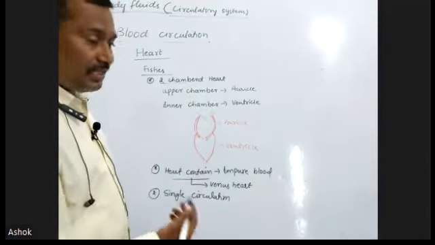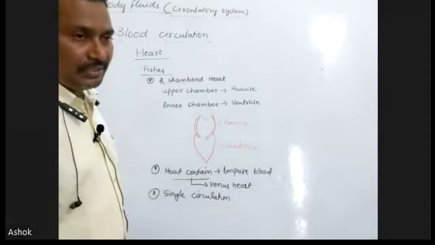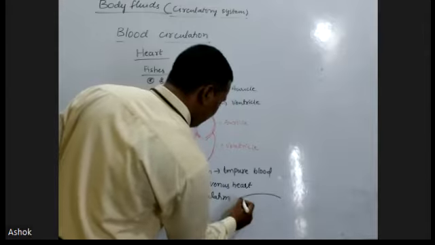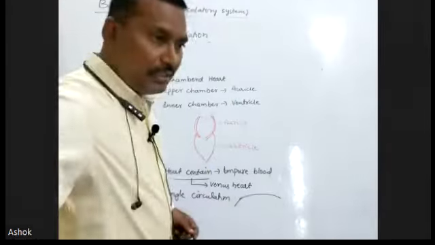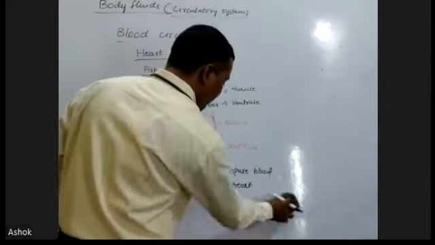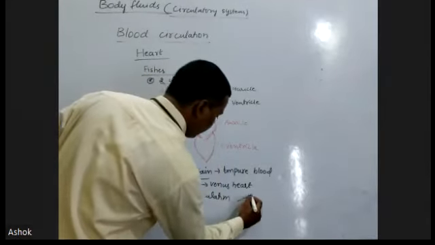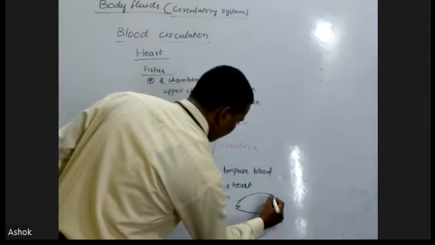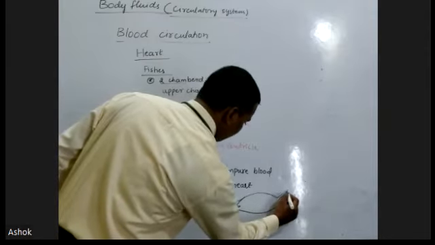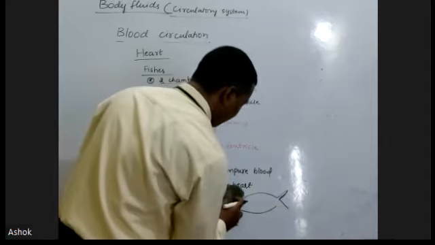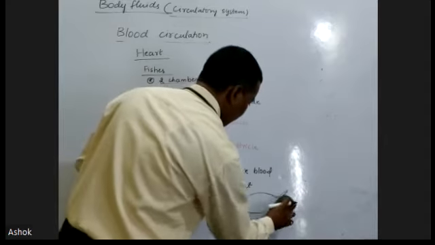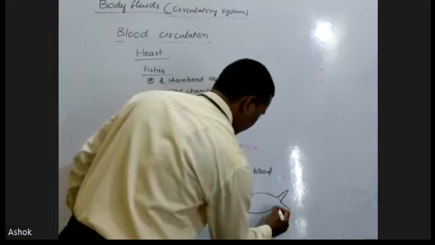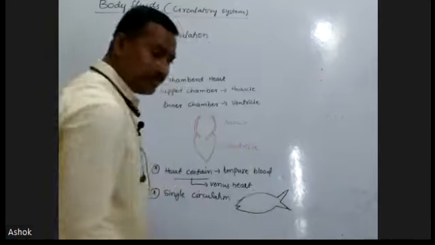What is single circulation? I would like to explain it here. I would like to draw the diagram. Diagrammatically, I would like to give this information to you. Listen carefully. It's a fish. I am drawing a rough diagram here.